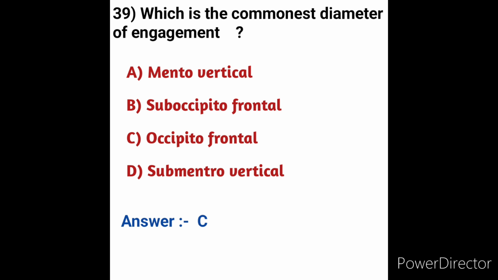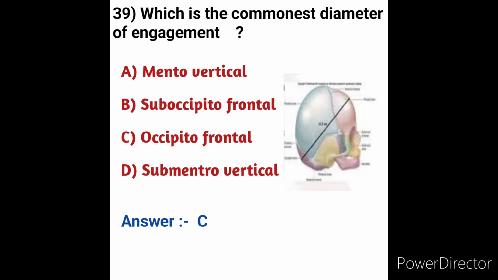which follows a line extending from just above the root of the nose to the occipital bone. It is the occipitofrontal diameter. Here we can see it in this picture. Here the commonest diameter of engagement is option C, occipitofrontal, which is the correct answer.